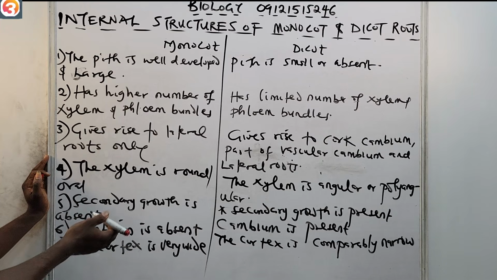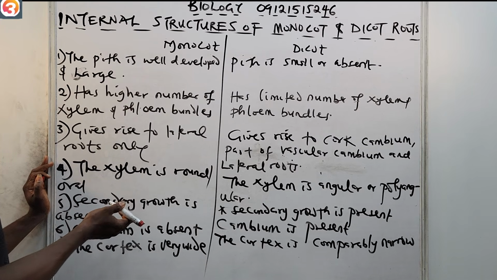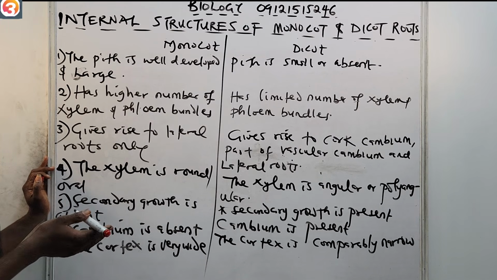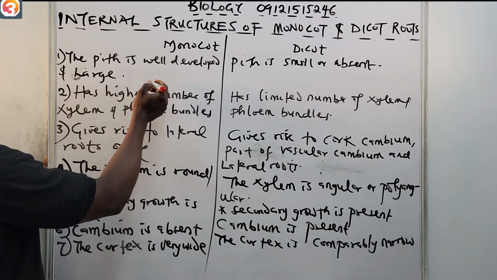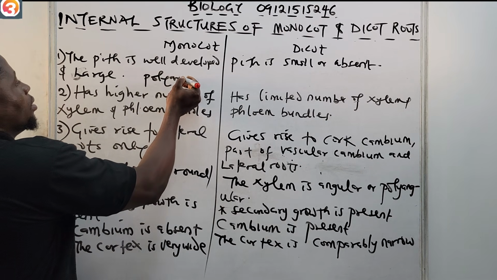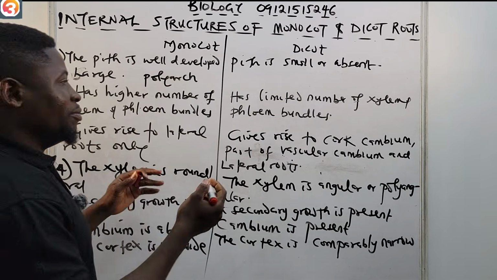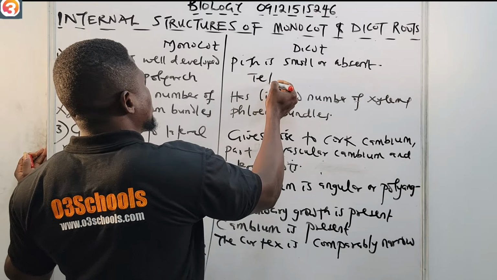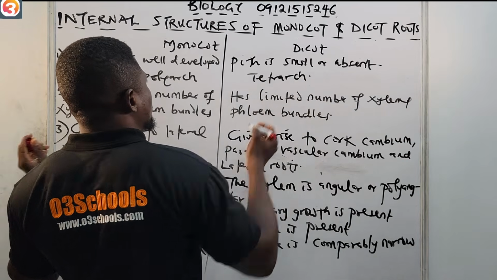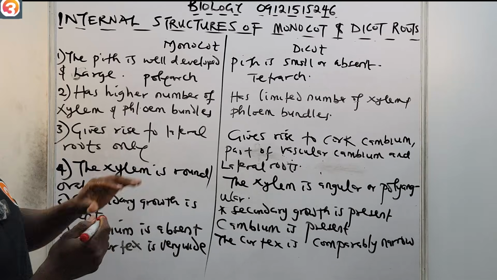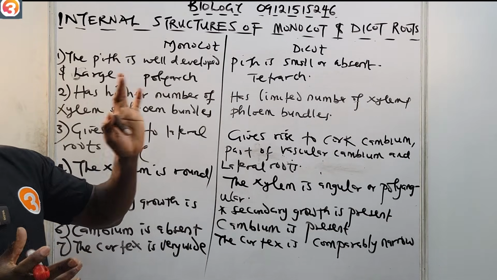Then the xylem is polyarch for the monocot, while the dicot is tetrarch. So this one is polyarch, with many xylem and phloem bundles, and this one is tetrarch. So these are the differences we have been able to draw between the monocot and the dicot root.